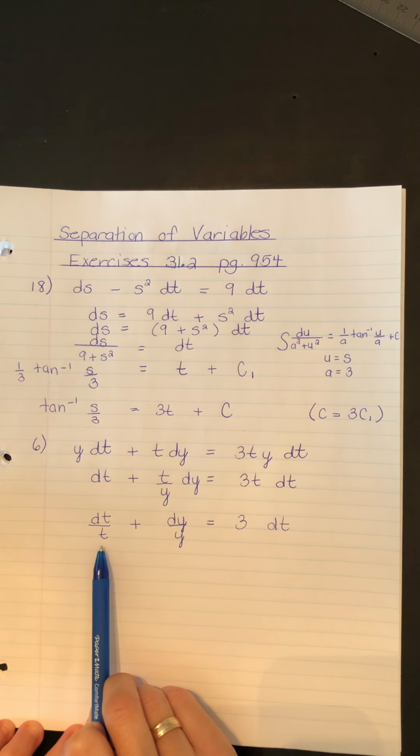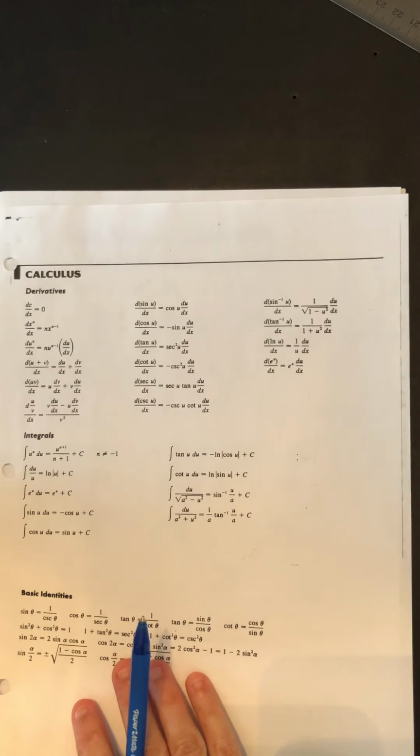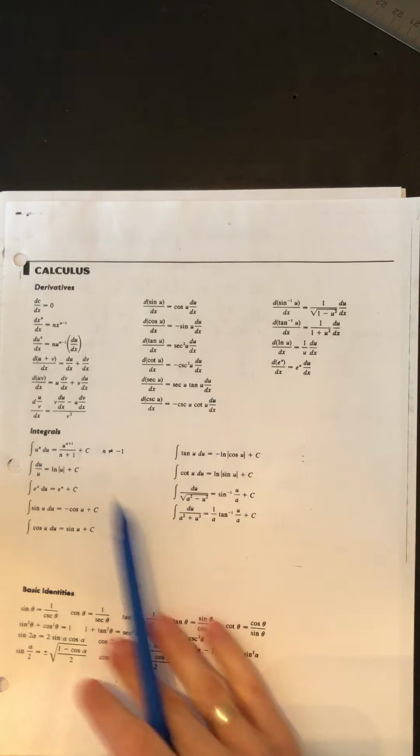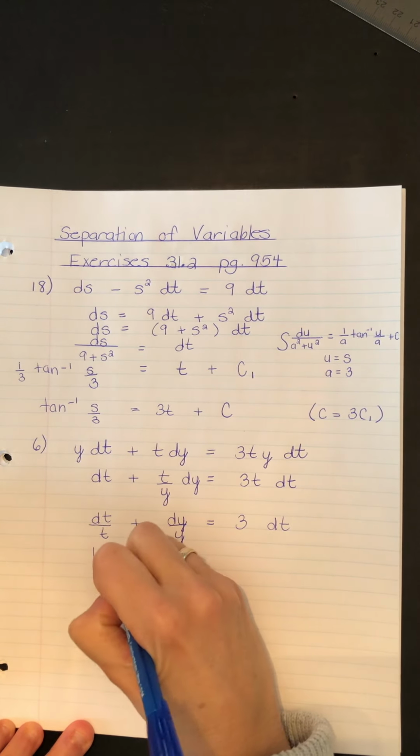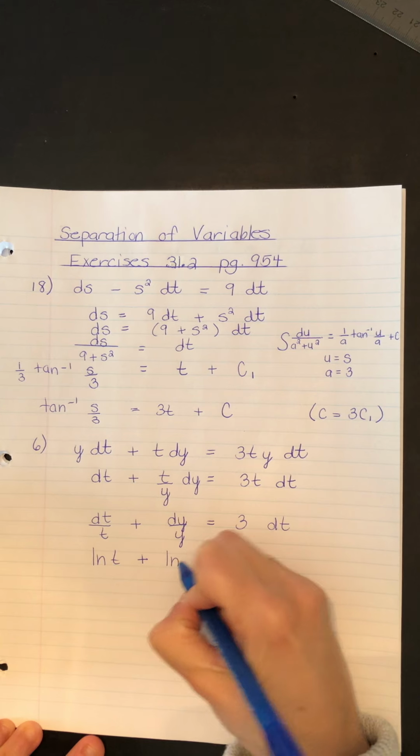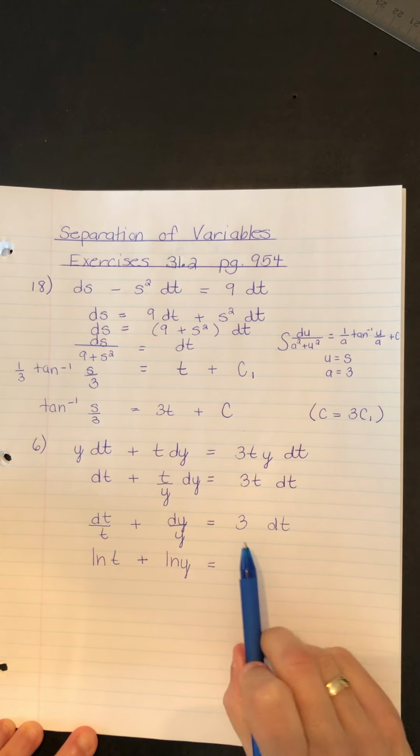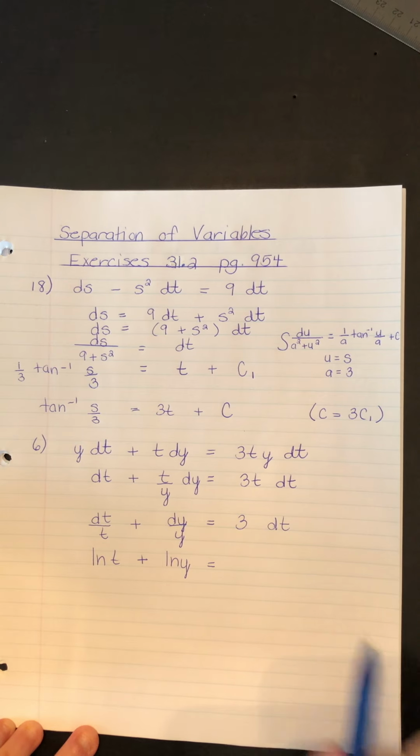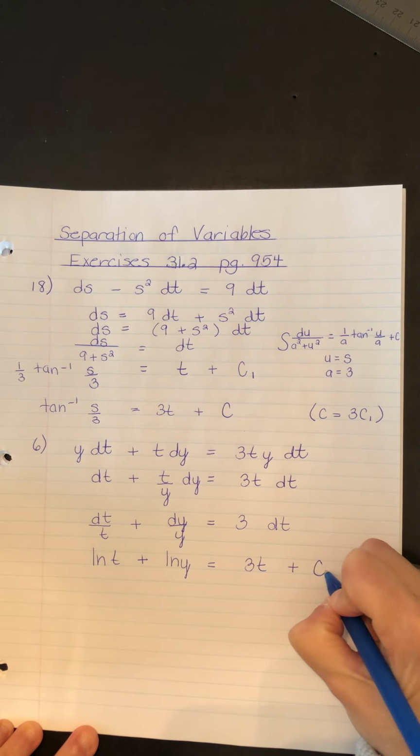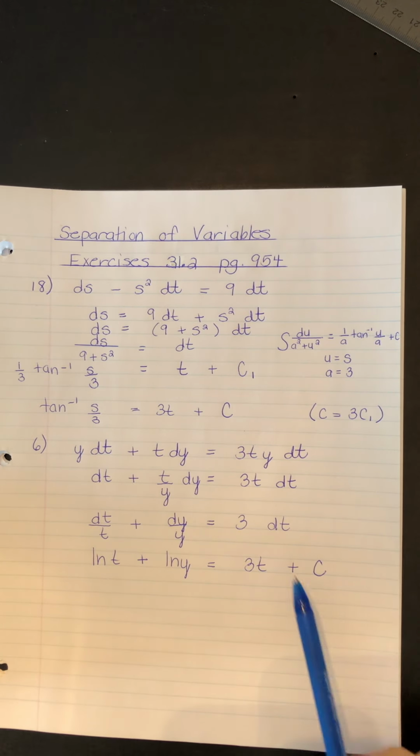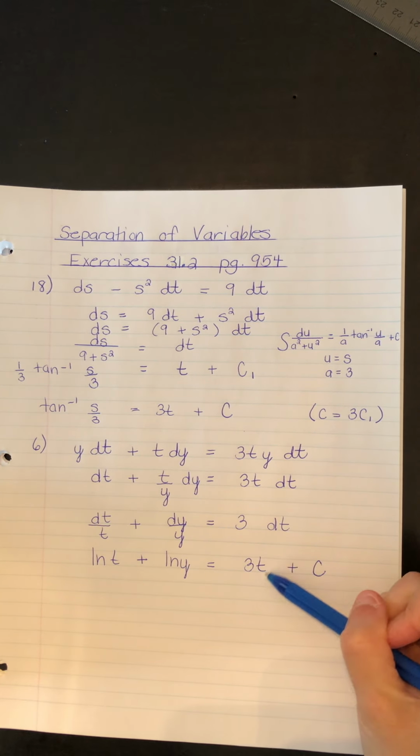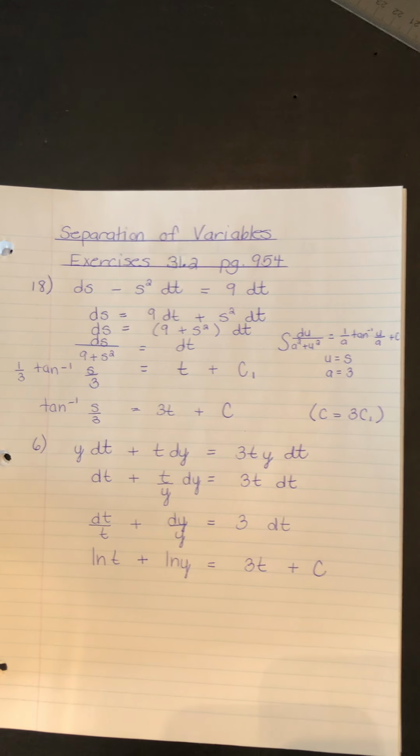What's the integral of dt over t? Right, that's the one right here. It's just the natural logarithm. Okay, so it's the ln of t. What's the integral of dy over y? Also a natural logarithm, the ln of y. What's the integral of the number 3 with respect to t? That's 3t, and then we'll have a plus c. Okay, so the integral of 3 is 3 times t, and that's because the derivative of 3t would be 3.